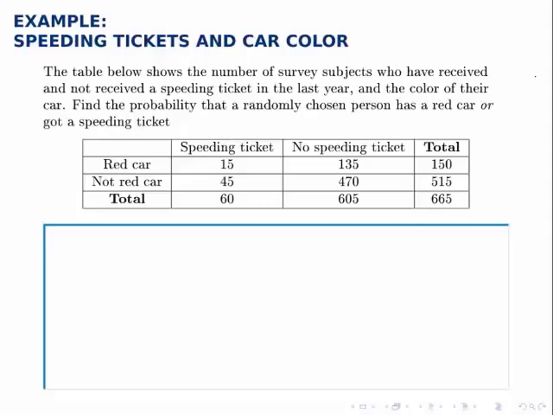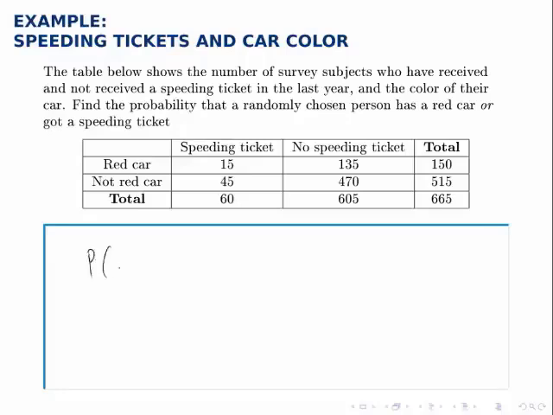Here's another contingency table, or two-way table. So here, a survey was given, and this table breaks down the number of people who responded to this survey, who have received or not received a speeding ticket in the last year, and then whether their car was red or not. So, speeding ticket, not speeding ticket, red car, not red car. And again, we're given the totals for each row and each column, but if we weren't given those, we could easily find them. We're asked to use this table, though, to find the probability that a randomly selected person from this group has a red car or got a speeding ticket in the last year.